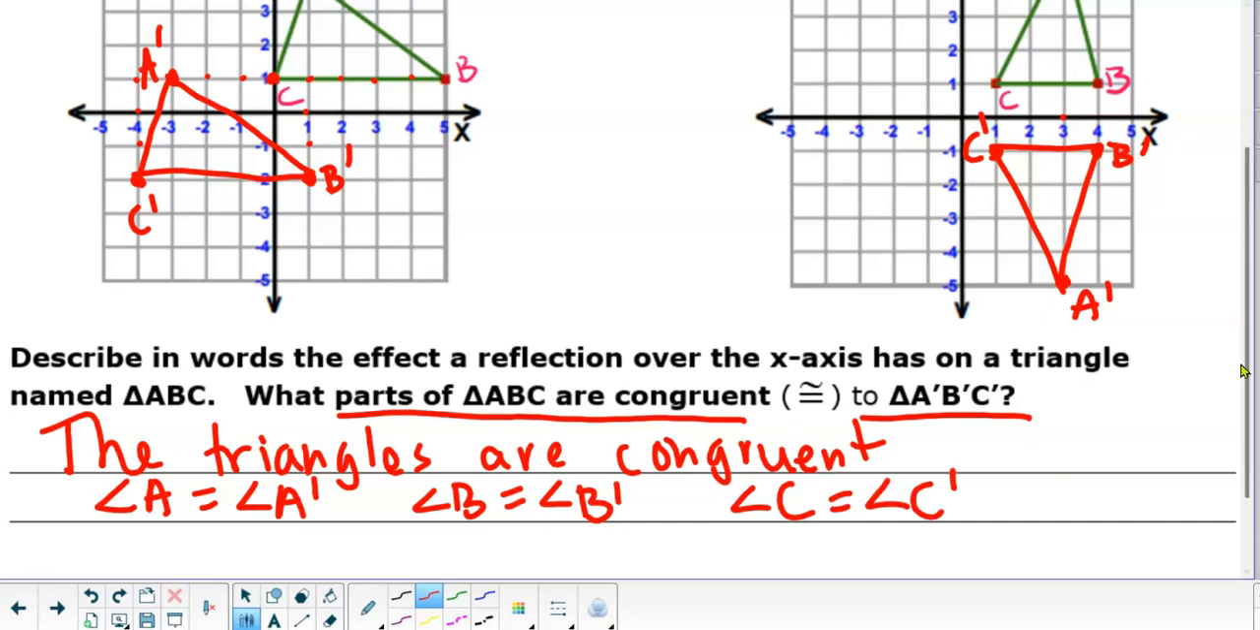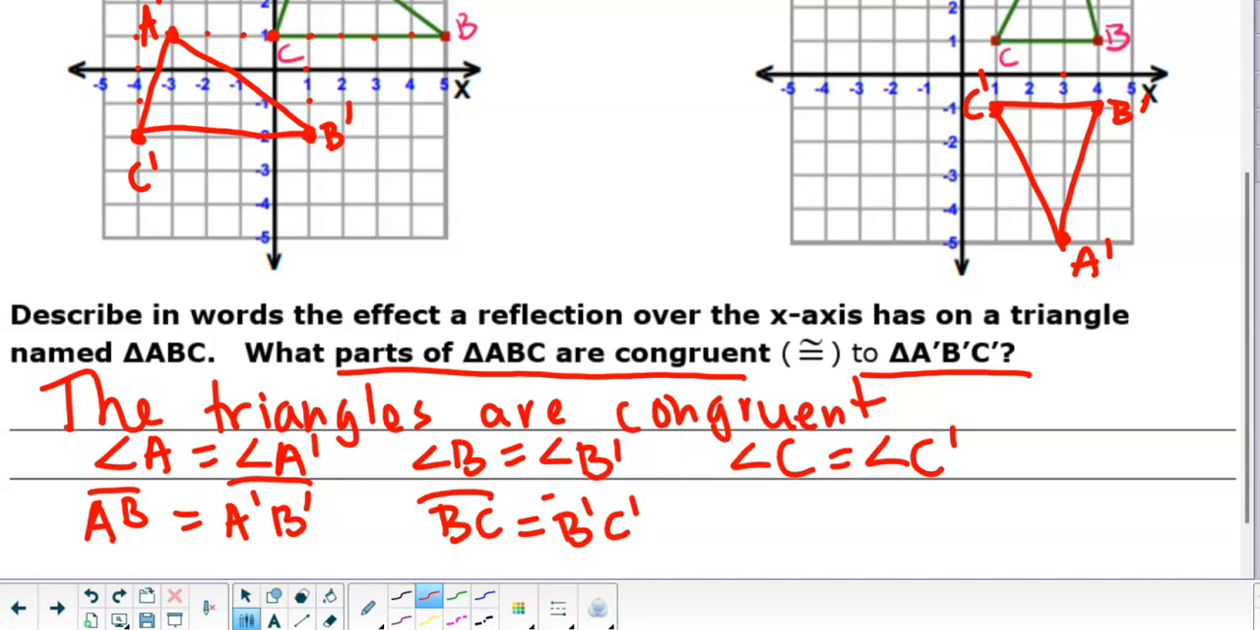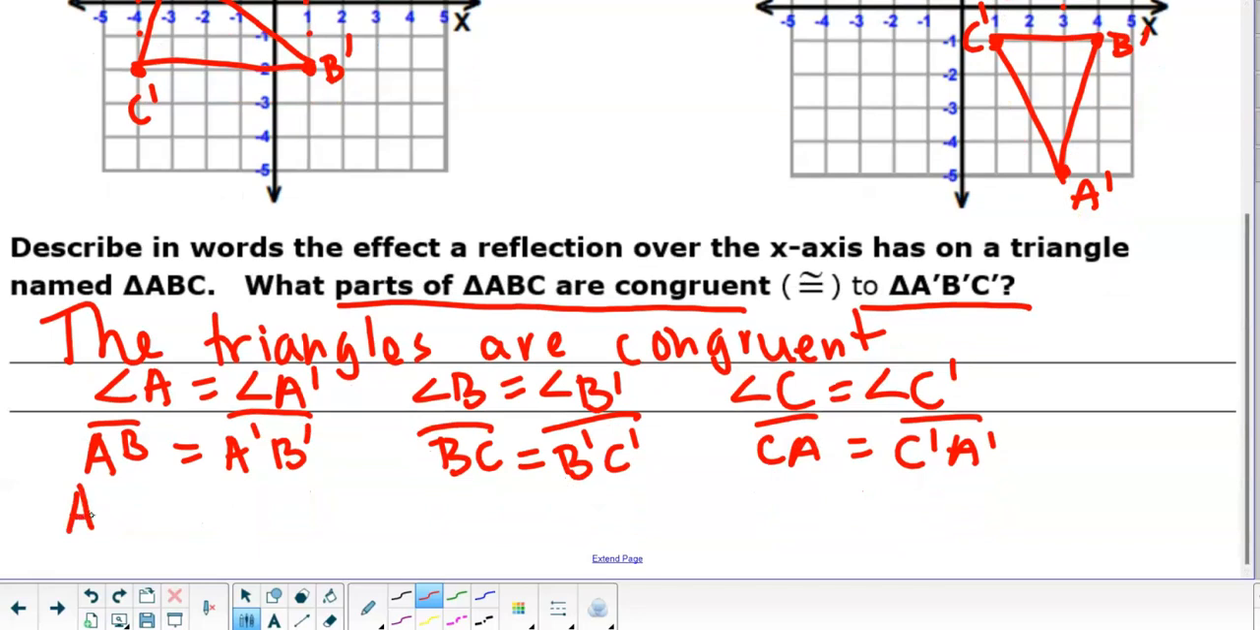We could also talk about the sides. The distance from A to B is the same as A prime to B prime. The distance from B to C is the same as B prime to C prime. And the distance from C to A is the same as C prime to A prime. You can use these notations, or you could simply write the sentence.